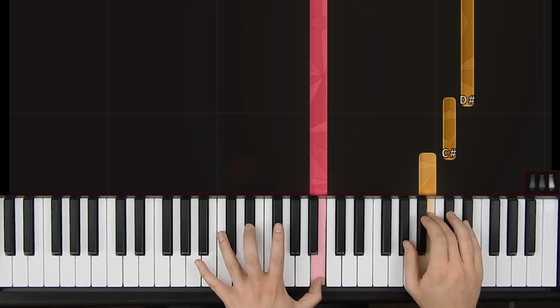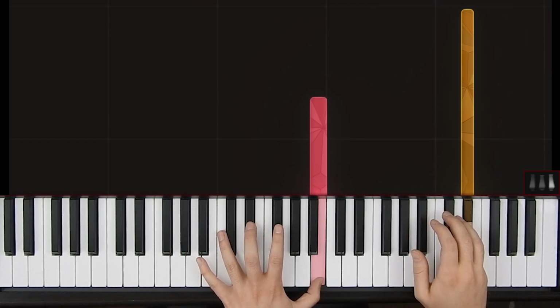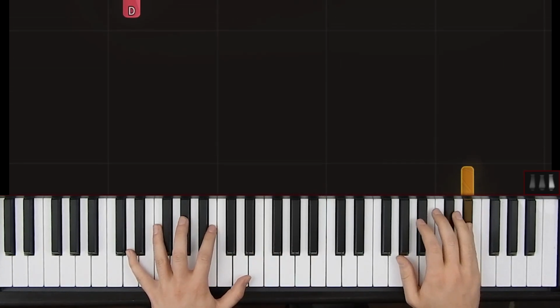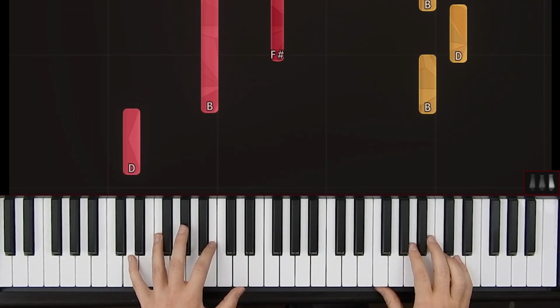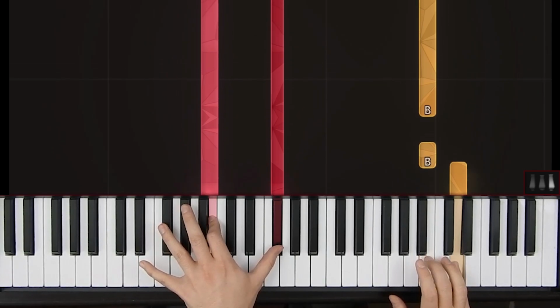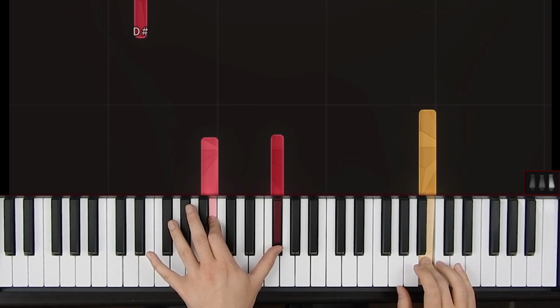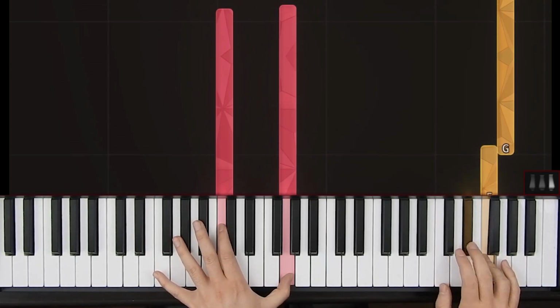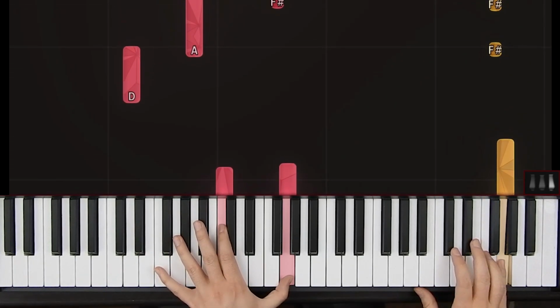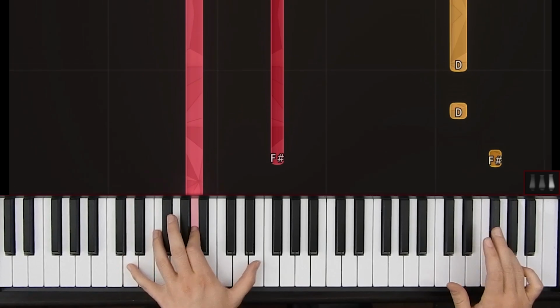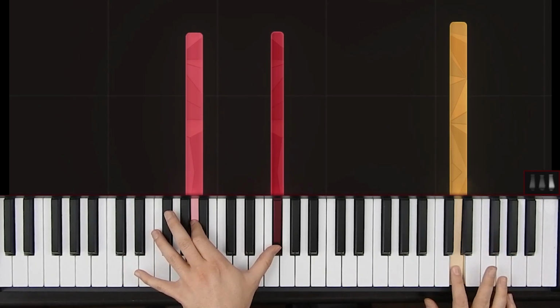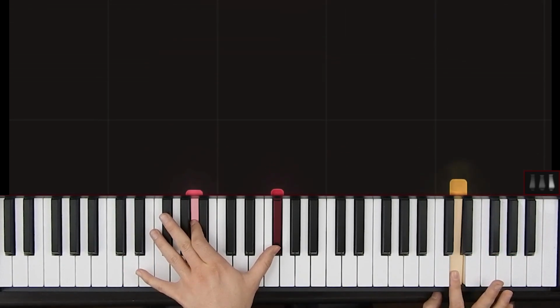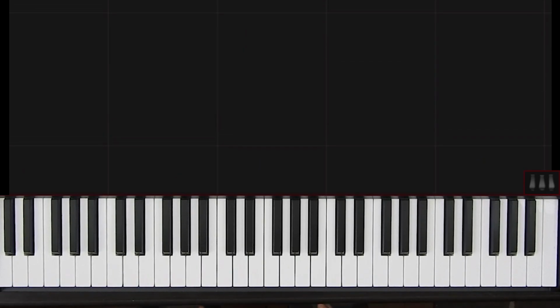1 and 2 and 3 and 4 and, moving on, next one. 2 and 3 and 4 and 1 and 2 and 3 and 4 and 1 and 2 and 3 and 4 and. All right, so very clearly structured here. Should be pretty straightforward. Moving on, we get this.